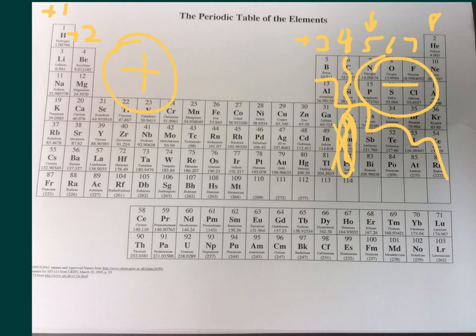How many things do you need to get to 8 if you have 5? How many are you short? 3. So you're short 3, so -3. That's what your charge would be. And if you have 6, how many are you short? So you're -2. And if you have 7, how many are you short? A -1. So not only does the periodic table tell us how many electrons we have in our outermost shell, it tells us what our charge would be if we were ions.